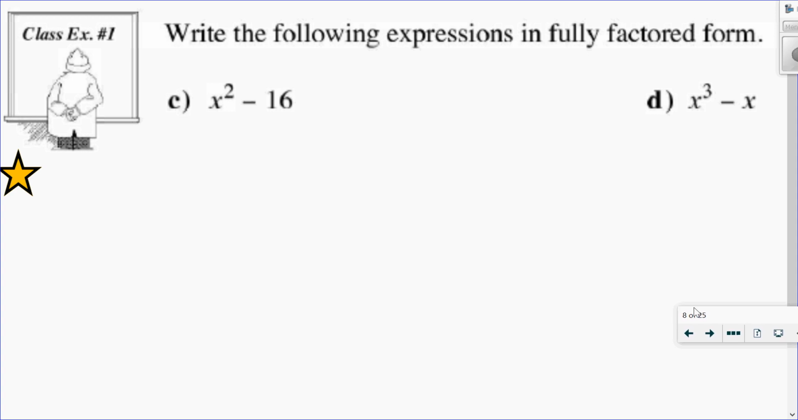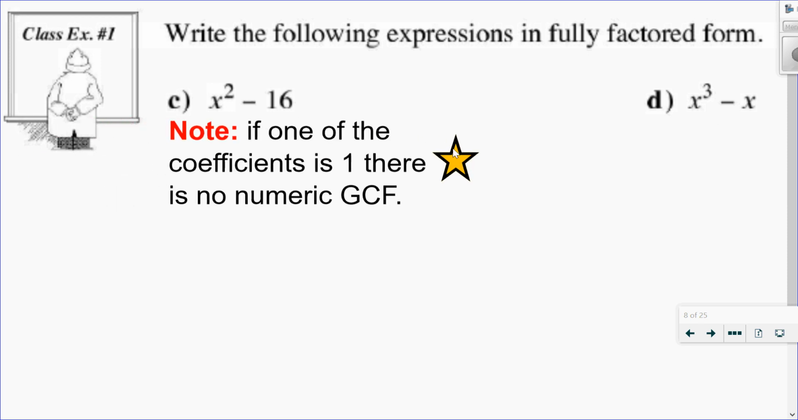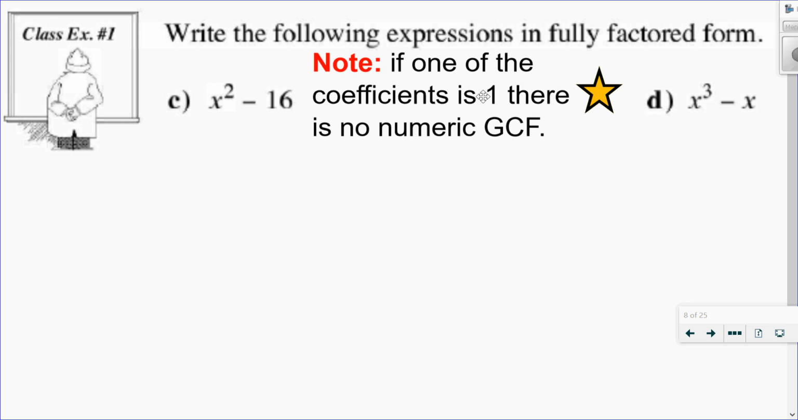Okay, let's try this next one. So x squared minus 16. The first thing I notice is there's a 1 in front of the x squared. If one of the coefficients has a 1 in front, there can't be a greatest common factor other than 1. Okay, so I'm done. I don't have any greatest common factor. I look and I see that the two terms are subtracted. So I am suspicious that this can be factored using a difference of squares.